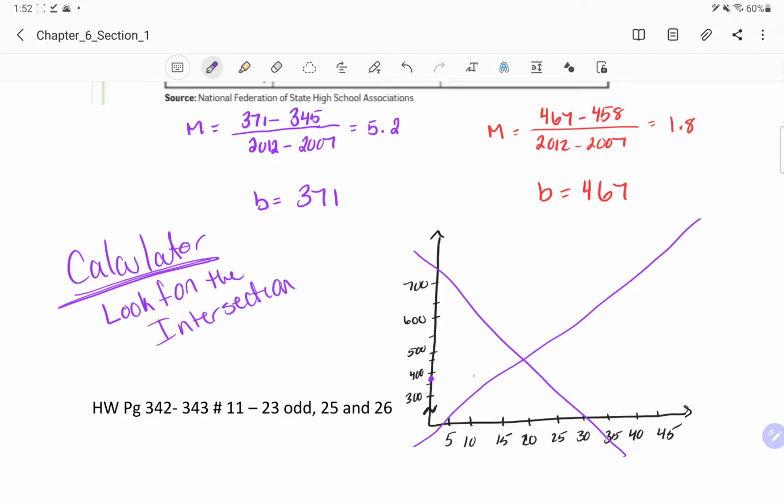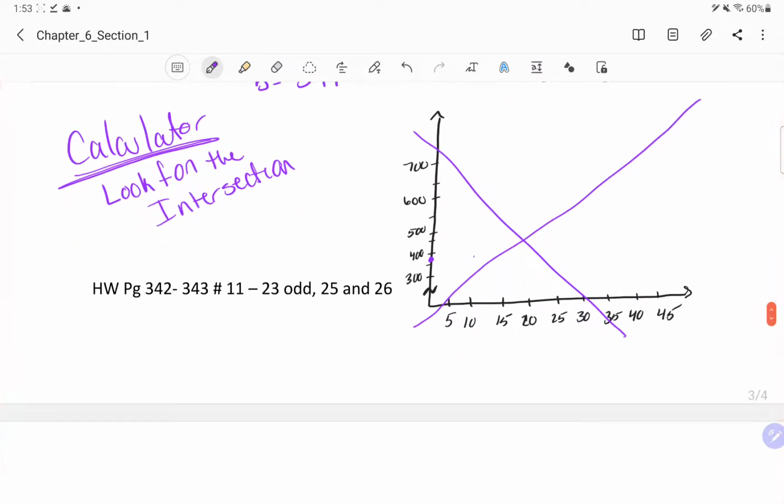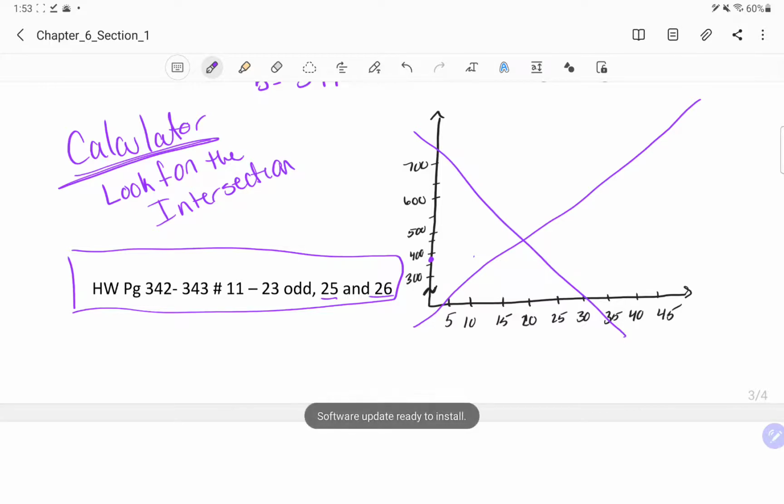Because you can graph this over and over again, and you won't get the correct answer because you're just going to be estimating. So you need a calculator to do it. Or you could just wait a couple weeks and we'll see how to do it without a calculator. That'll work too. Hint, hint. But anyways, here's your homework. 25 and 26 you will need a calculator for. Okay?